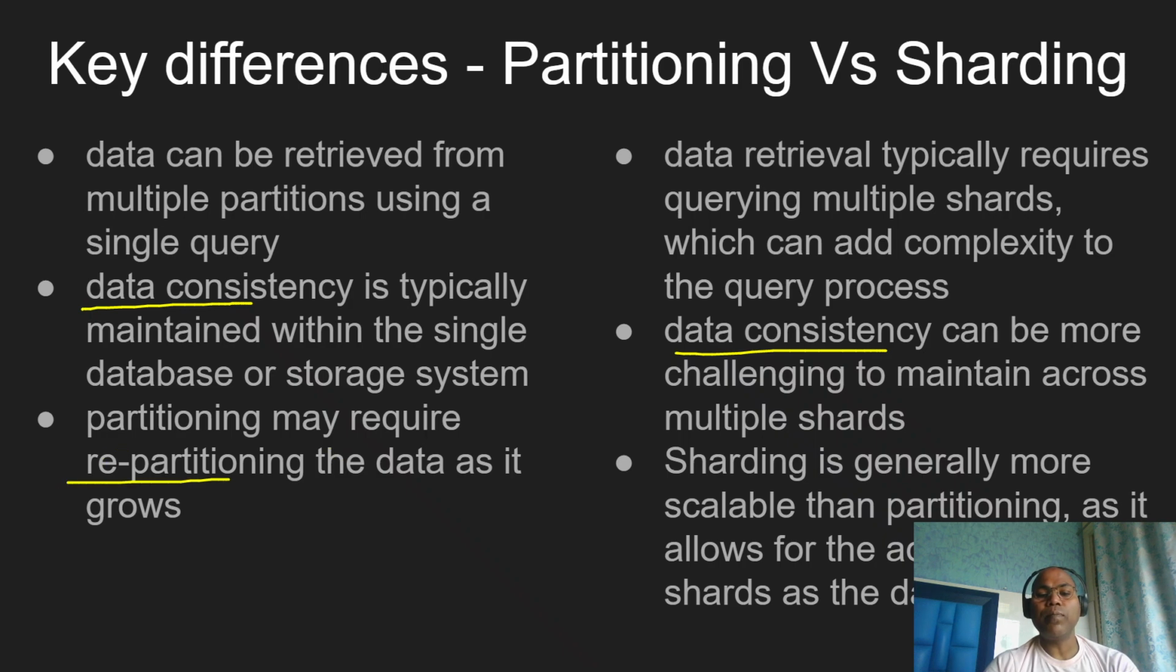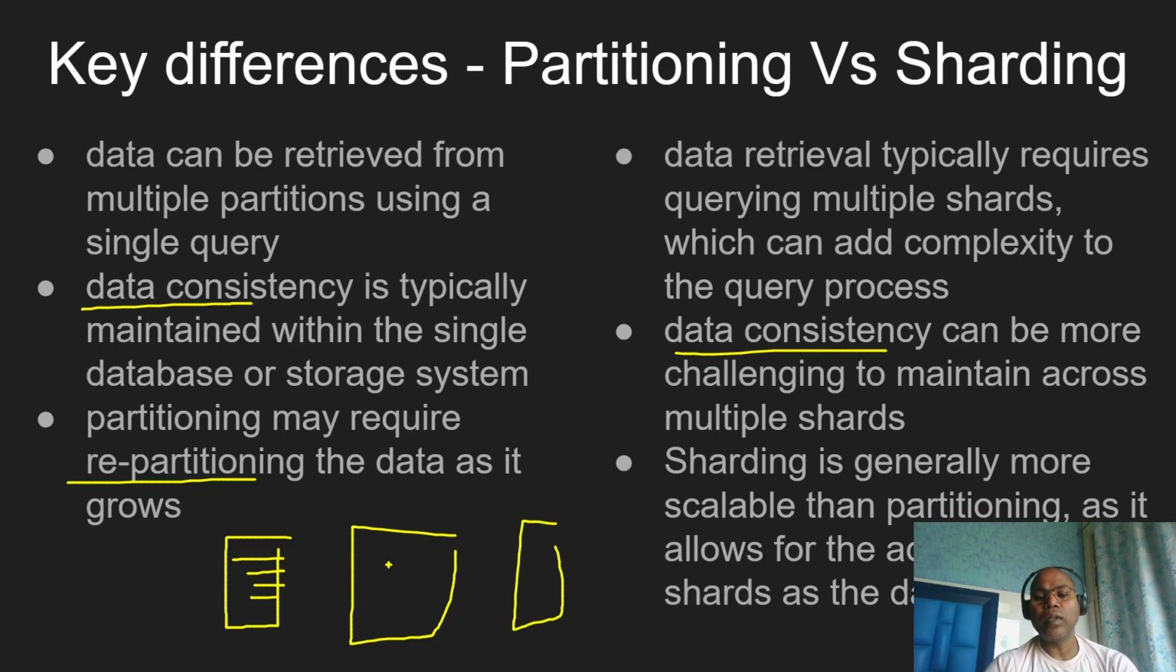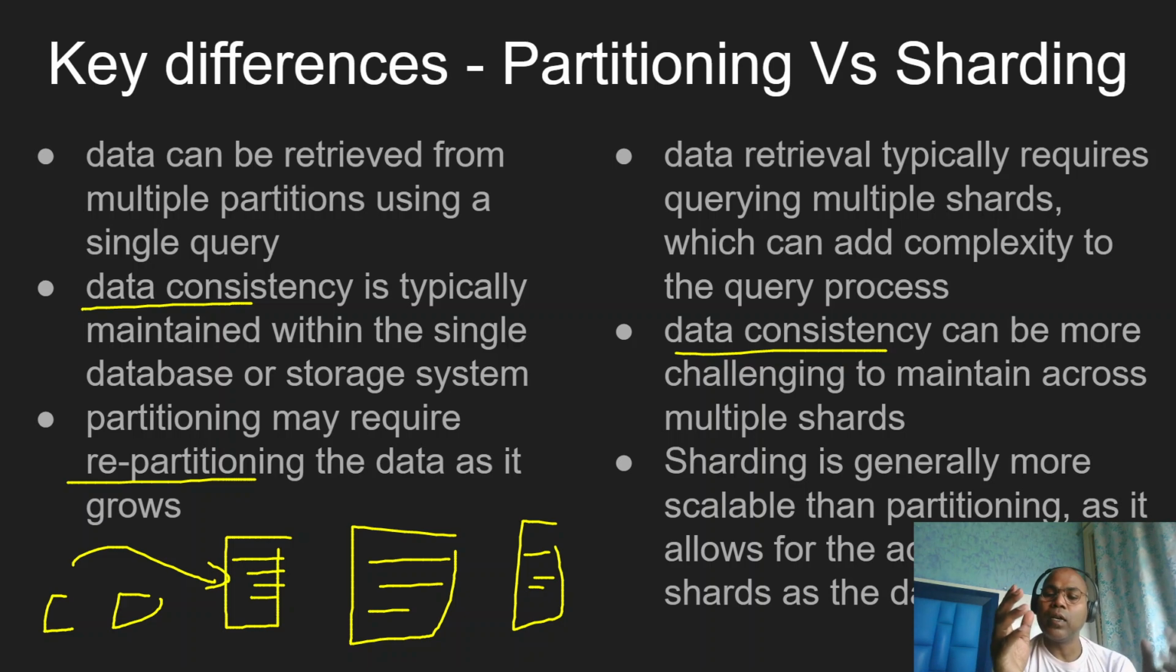Partitioning may require repartitioning as the data set grows. One time you partition the data into different tables, and after that you find that a table is growing very large, so partitioning is required again. Once the data grows and the partition size is met, you need to partition again and again. But in the case of sharding, we generally just scale horizontally: we can add more servers, and more servers.